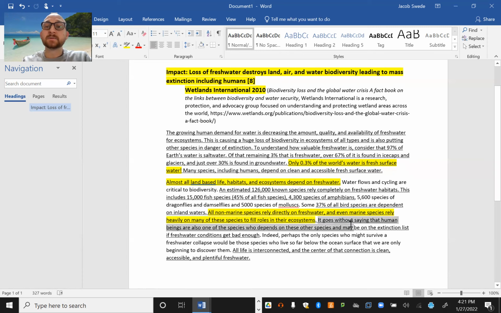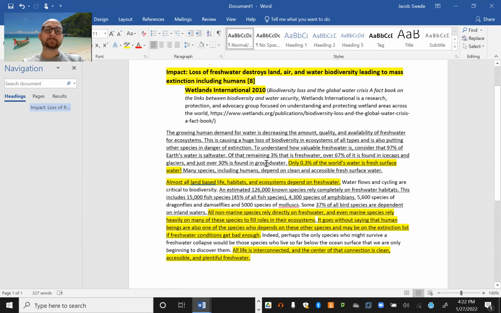Next sentence says, it goes without saying that human beings are also one of the species who depend on these species and may be on the extinction list if freshwater conditions get bad enough. Definitely want to say that because judges care about humans. They are humans. They don't want to go extinct, all right? And then it ends by saying all life is interconnected, and the center of that connection is clean, accessible, and plentiful fresh water. So again, I think that's really good. That drives the point home, makes it really clear.